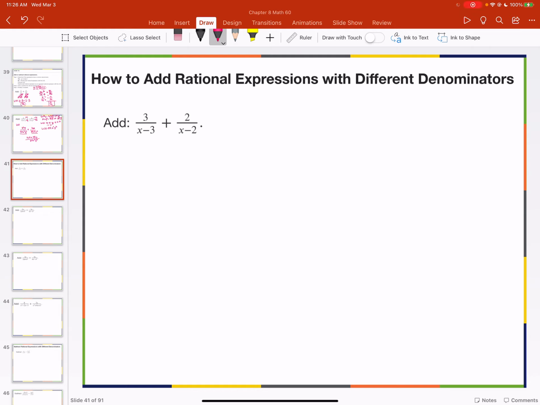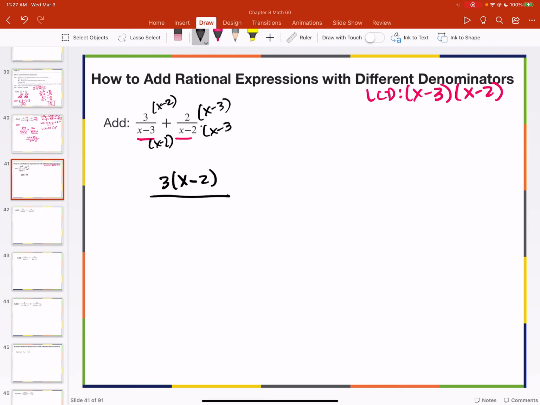We're going to do a few more. When you have different denominators, the LCD is easy because it's just the product of the two different denominators. So here we have to multiply top and bottom by x minus 2, and top and bottom by x minus 3 on this one. So the first one will be 3 times x minus 2 all over x minus 3, x minus 2. And then plus 2 times the quantity x minus 3 all over x minus 2, x minus 3.